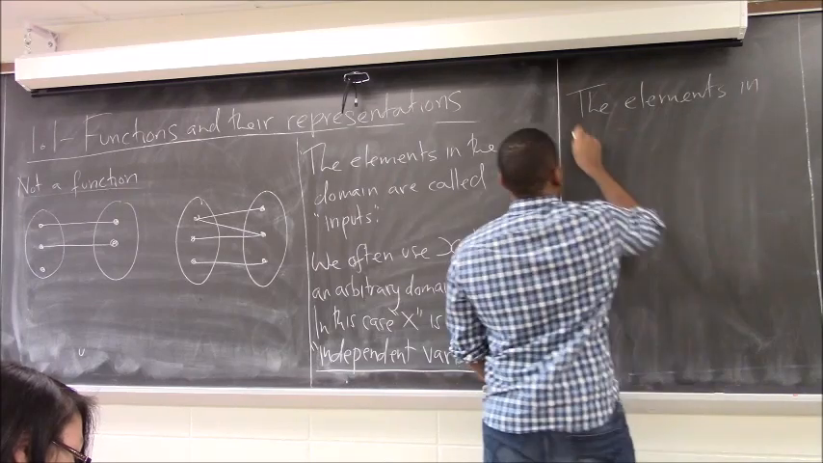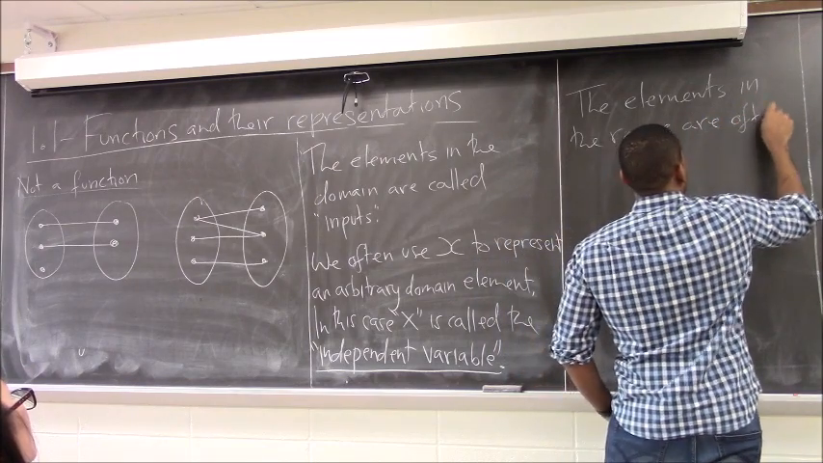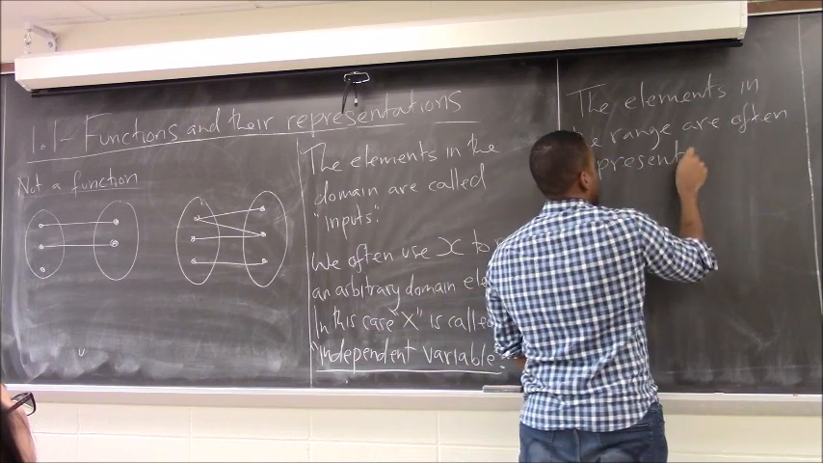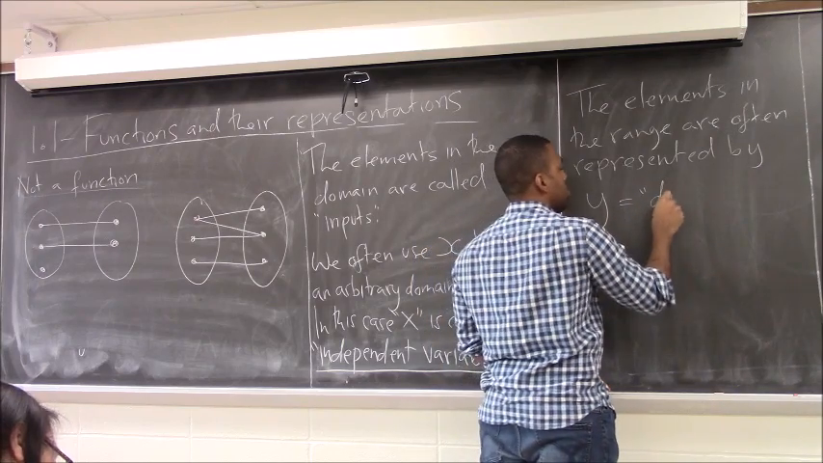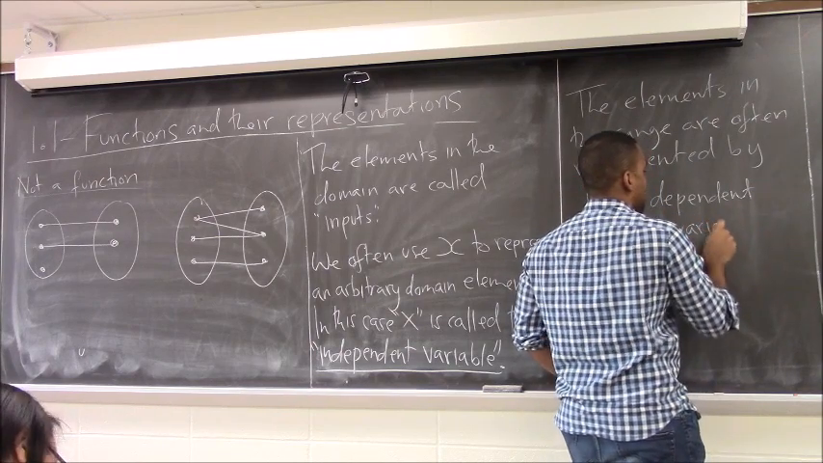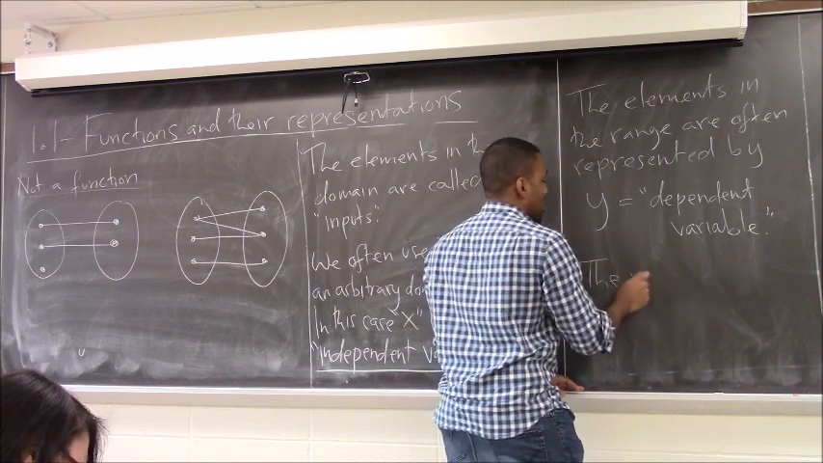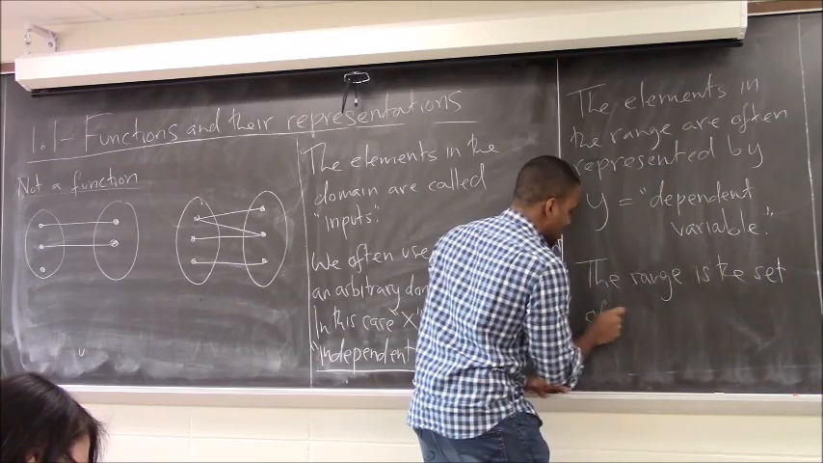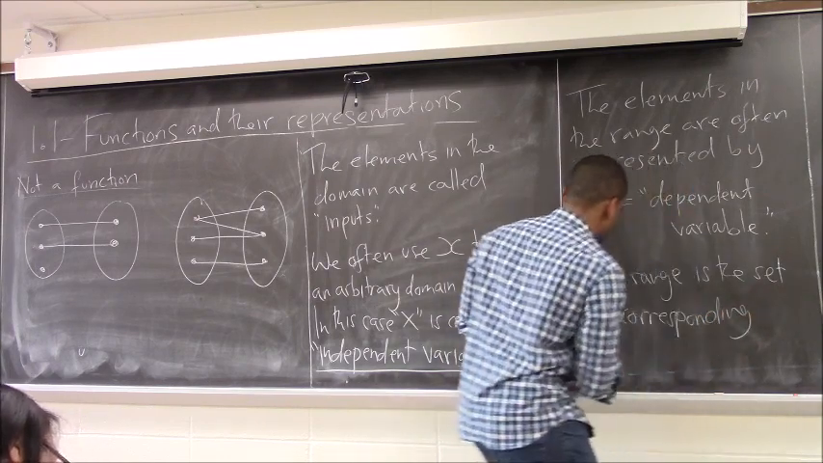The elements in the range are often represented by y, right? In which we call this the dependent variable, because it depends on what value you plug in for x. The range is the set of corresponding outputs.